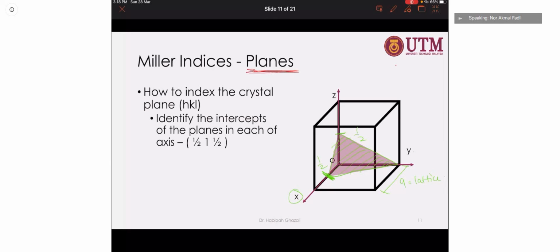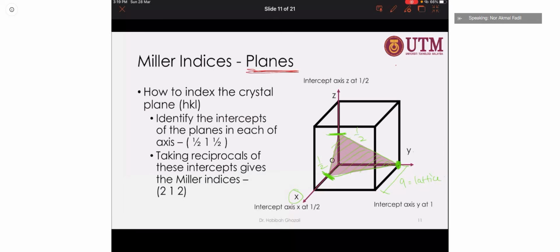Intercept. Take the reciprocal of this intercept, and then give the Miller index. If you take the reciprocal of these fraction numbers, you will obtain the Miller index. What is reciprocal?